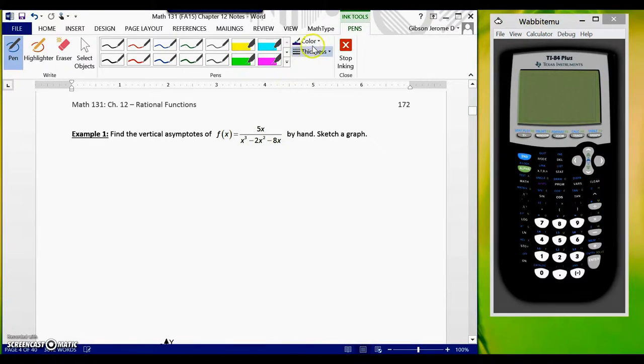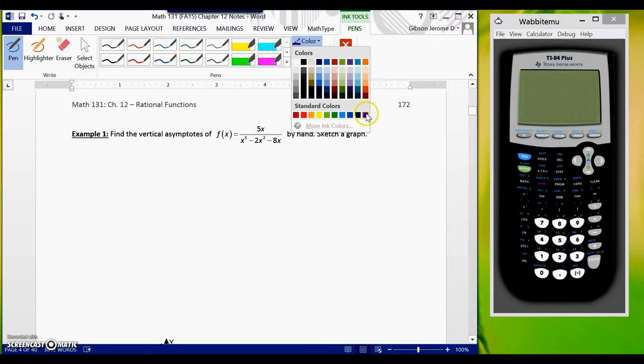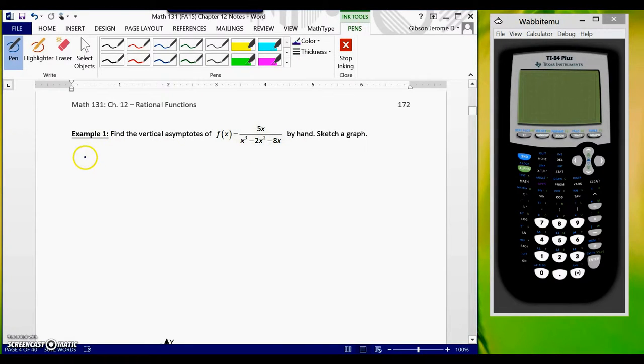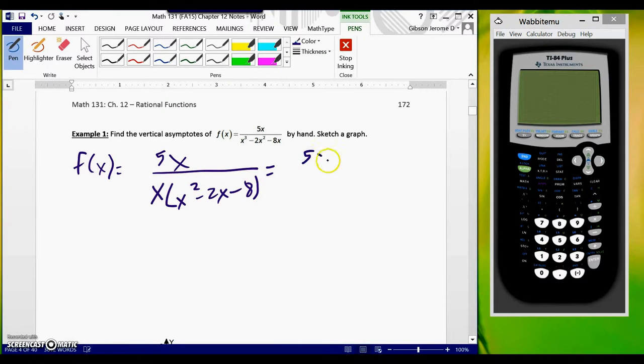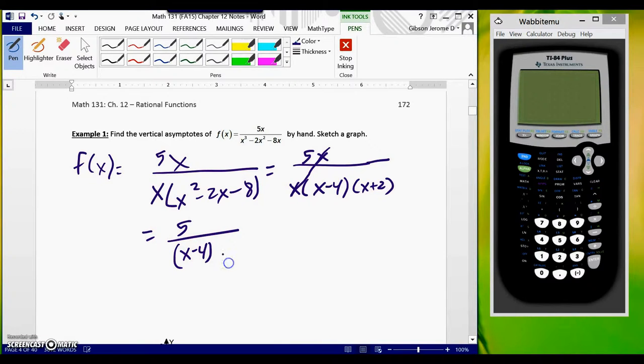Picking up where we left off, we need to factor the denominator of this fraction here. So we have f of x is equal to 5x all over... We can factor out an x, and we will have x squared minus 2x minus 8. And we can still simplify this denominator. x squared minus 2x minus 8 factors into x minus 4 and x plus 2. Now these x's will simplify out, and then we will have 5 over x minus 4 and x plus 2.